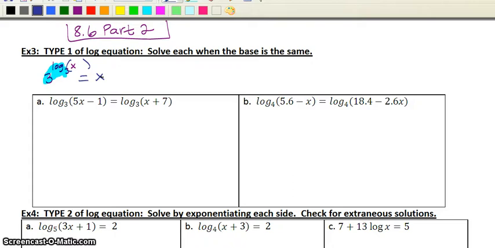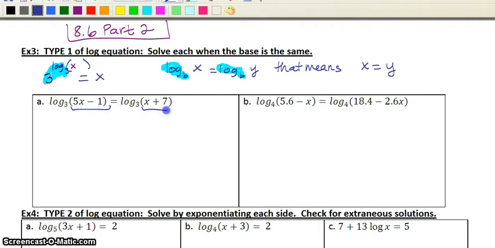The other thing I want to show you is, let's suppose I had two of the same logs, so they're both log base b. On the left side it's x and the right side is equal to y. If this part is exactly the same base and everything, that means x is equal to y. So let me show you that with example 3, part A. So what I mean is if I've got log base 3 on this side, log base 3 on this side, that means whatever is here is equal to whatever is there.